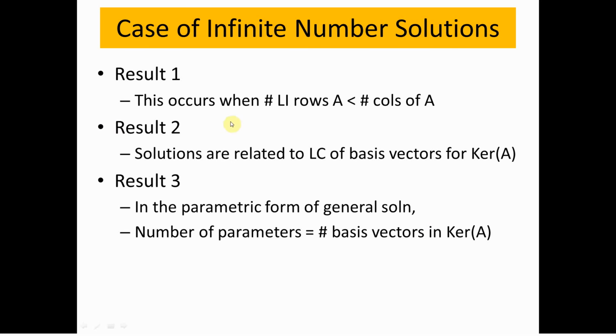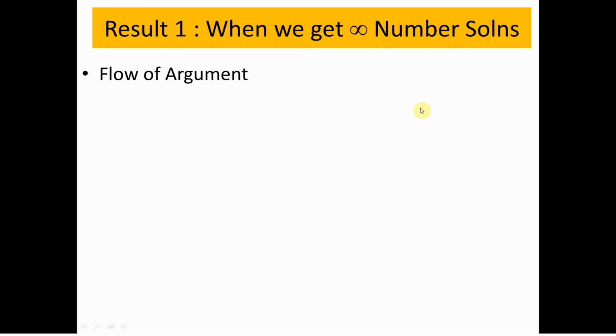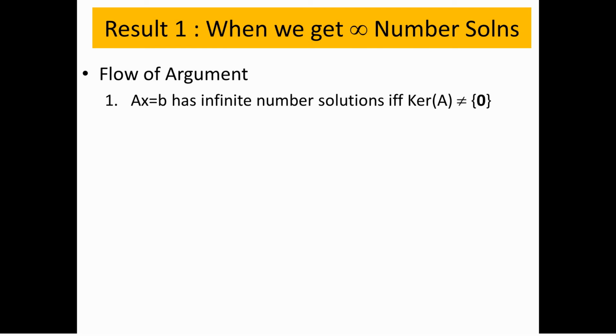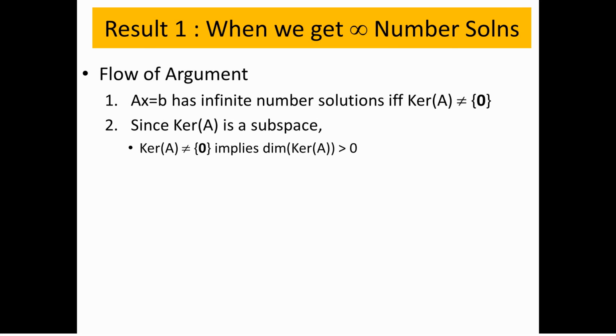So I want to show the first result, which is that we get an infinite number of solutions when the number of linearly independent rows of A is less than the number of columns of A. Here's how the flow of the argument is going to go. First, we're going to show that AX equals B has an infinite number of solutions if and only if the kernel of A is not just the zero vector. Then we're going to show that since the kernel of A is a subspace, if it has more vectors than the zero vector, the dimension has to be positive.